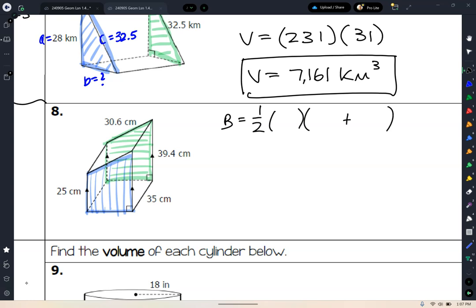So what are the base numbers? Do we know base numbers? 25. 39. Yeah, 25, right? Because that's one, and then this one here, that's the other parallel side. And that's 39.4. All right, so 25 and 39.4. Do we know our height number? That's the one meeting the bases at 90 degrees. No. You have to do the Pythagorean theorem? How would we do that?